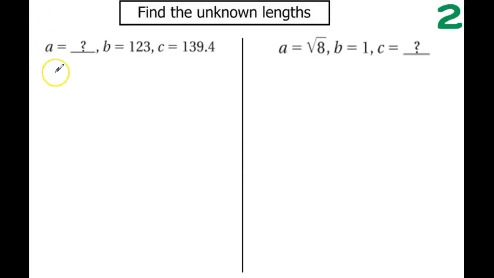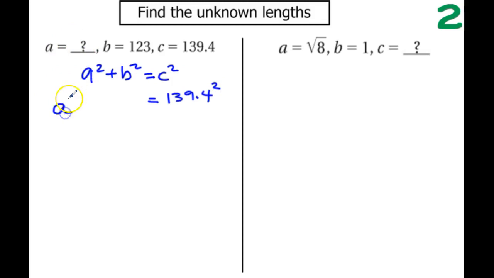Alright, let's keep going. These next two are the same thing, but there's just no picture. But that's okay. We can still use a squared plus b squared equals c squared because they tell us, hey, c is 139.4, so we got to square it. A over here we don't know, so we're just going to leave it as a. And b is 123 squared. So I just plugged in a, b, and c.